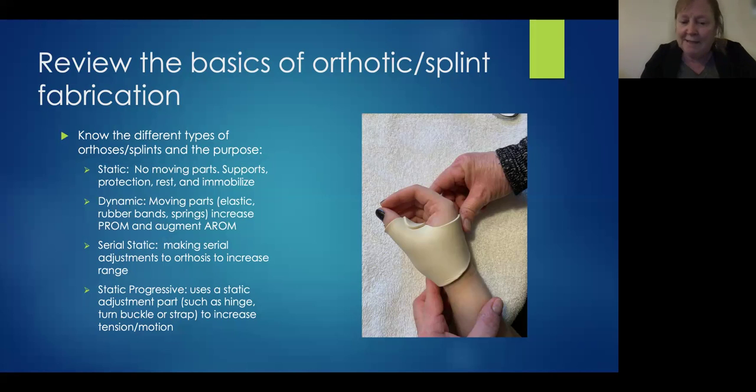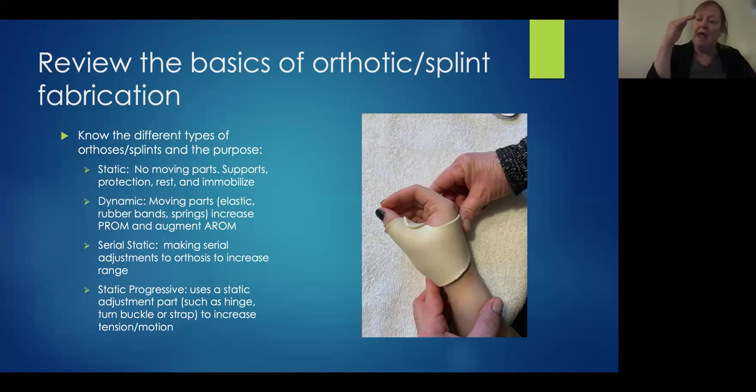Now, the next one that is listed there is serial static orthosis. And this is using either casting material or regular orthotic material to make serial adjustments to the orthosis to increase range. So it might be somebody who has a contracture, let's just say at the wrist, and you start to bring them up. You make an orthosis that brings them up into a little bit of extension. You don't want to overstress those structures, but you want to put some tension on them.